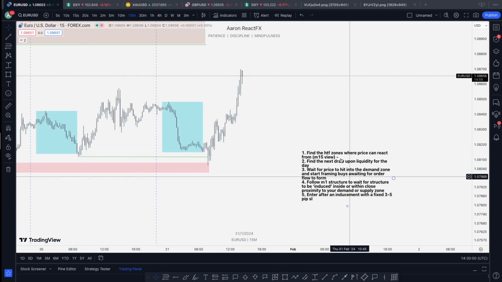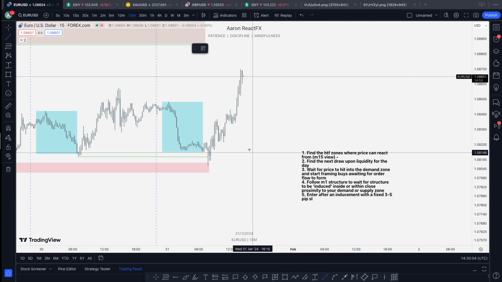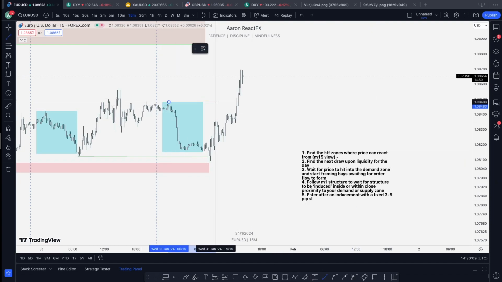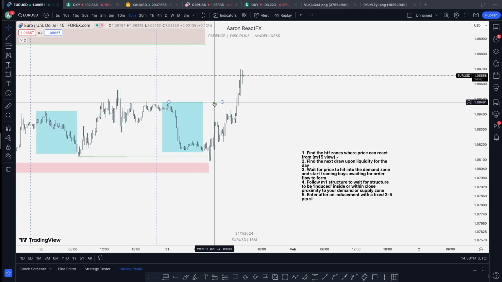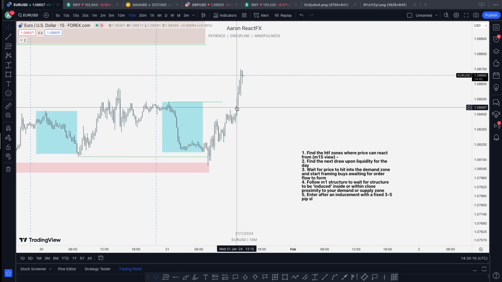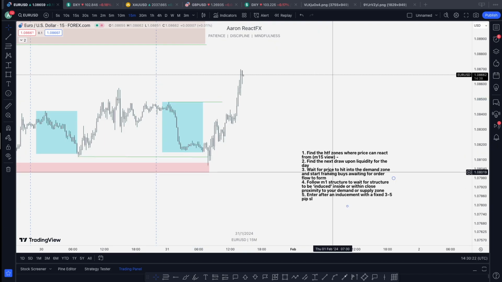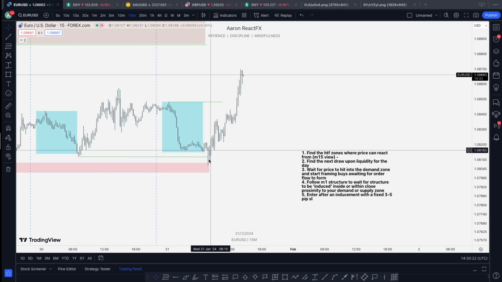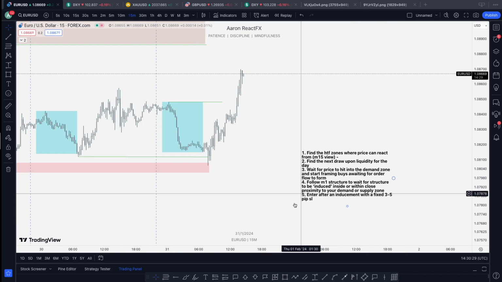Now, step two is to find the next draw on liquidity for the day. We can see that Asia high is untapped here. We haven't liquidated Asia high, so that will be the draw on liquidity we'll be seeking for today. Therefore, we'll be looking for buys up into that draw on liquidity. Now, step three, we wait for price to hit into the demand zone, which it already has here, start framing buys, and wait for order flow to start forming.